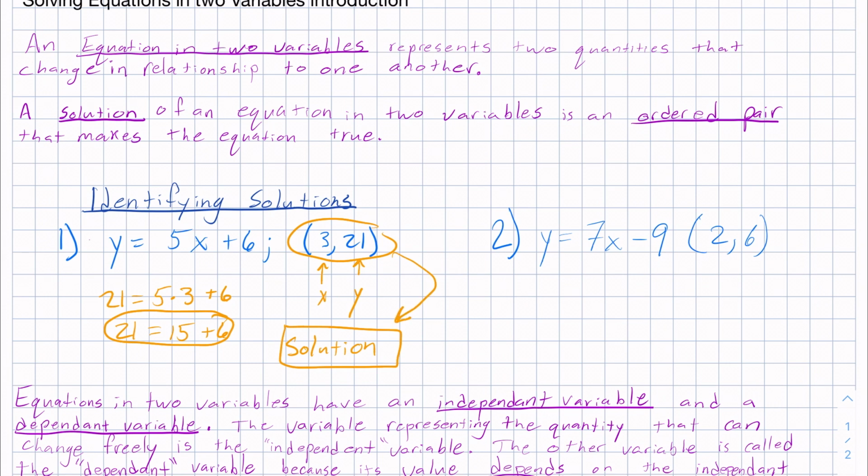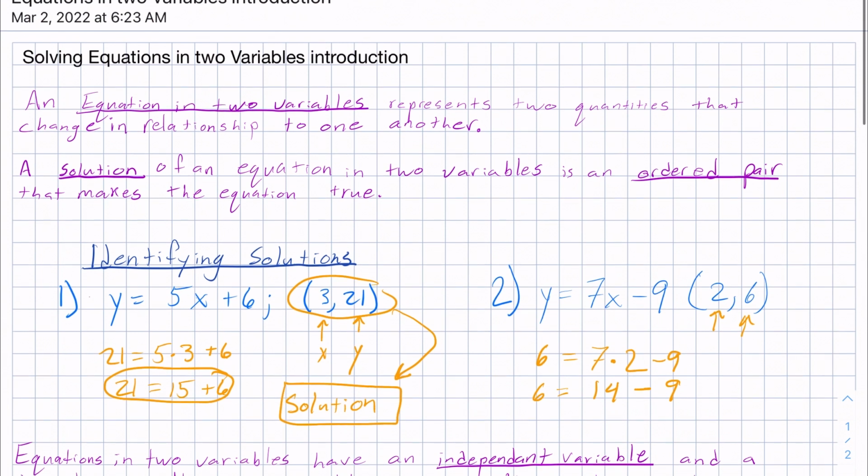So let's try the other one. y equals 7x minus 9. Instead of y, I'm going to put in 6. This is my y spot. And instead of x, I'm going to put in 2, because 2 is in my x spot. So 7 times 2 minus 9. So 6 equals 14 minus 9.